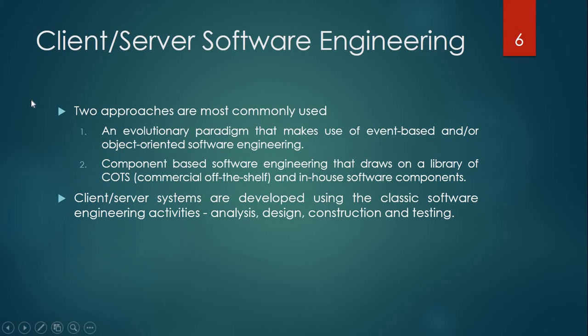Our next advanced topic is client server software engineering. In it, two approaches are most commonly used. First one, an evolutionary paradigm that makes use of event based and object oriented software engineering. Second one is component based software engineering that draws on a library of code, means commercial off the shelf and in-house software components. The client server systems are developed using classic software engineering activities, means analysis, design, construction and testing.